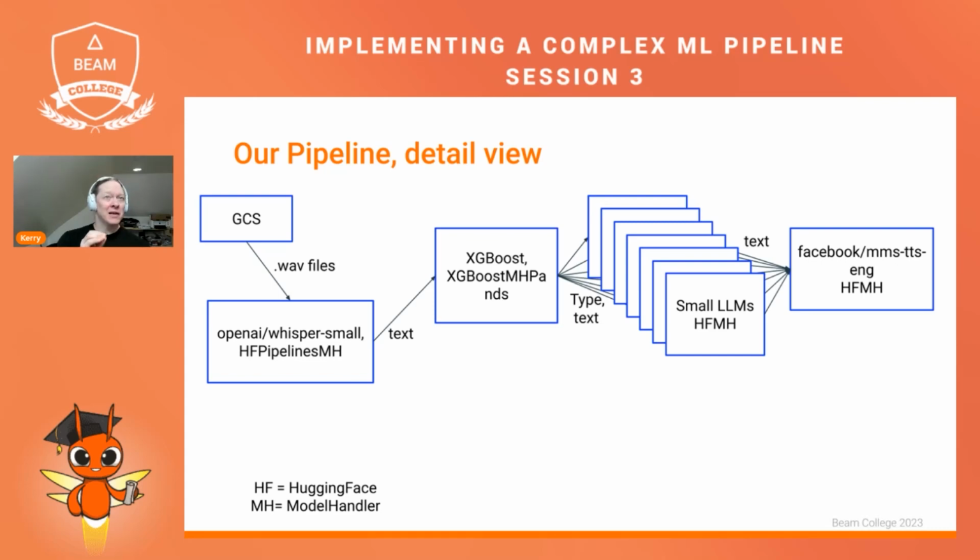The output of that XGBoost model will be the class, the type of request, as well as the text. Those will be sent to a variety of small LLMs, and then those LLMs will output text that is the answer to the user's request. Finally, that text that is the output of the LLM will be sent to the MMS TTS English model. Then we will produce as our final output WAV files once again.